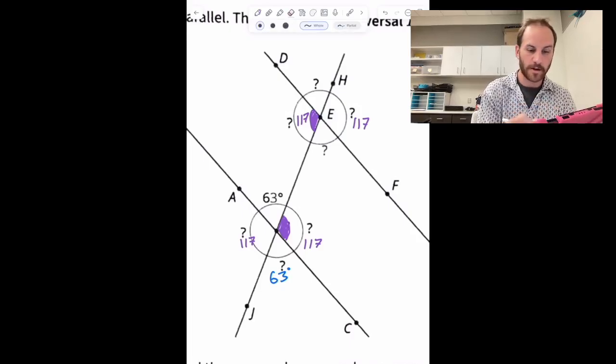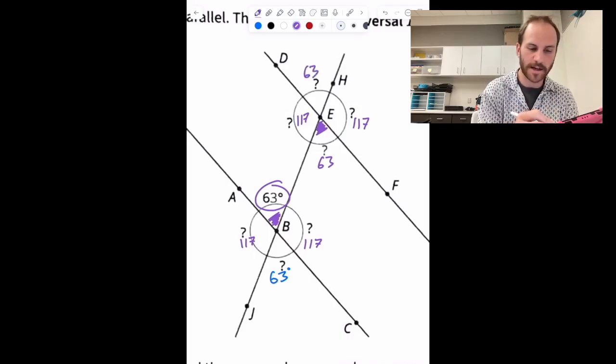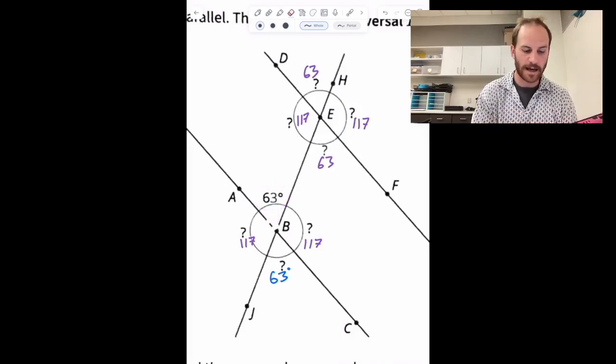Okay? I can also use alternate interior angles to figure out what this angle is. This is alternate interior angle to this angle here. So that's 63 degrees. And then this other one up here also has to be 63 degrees because it's vertical with the other 63 degree angle. All right? So that's how we can fill that out.